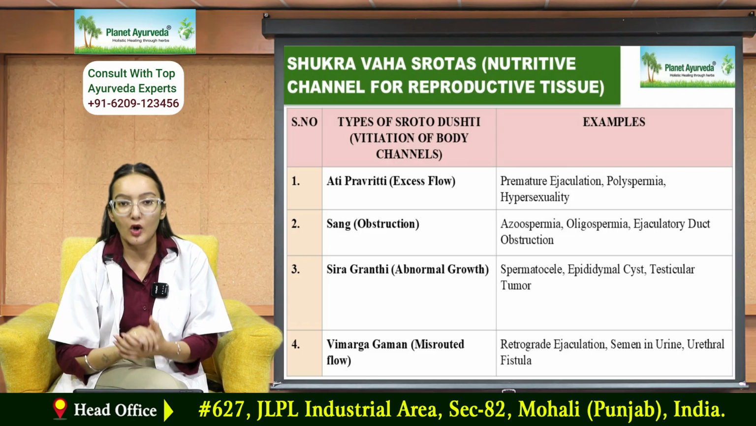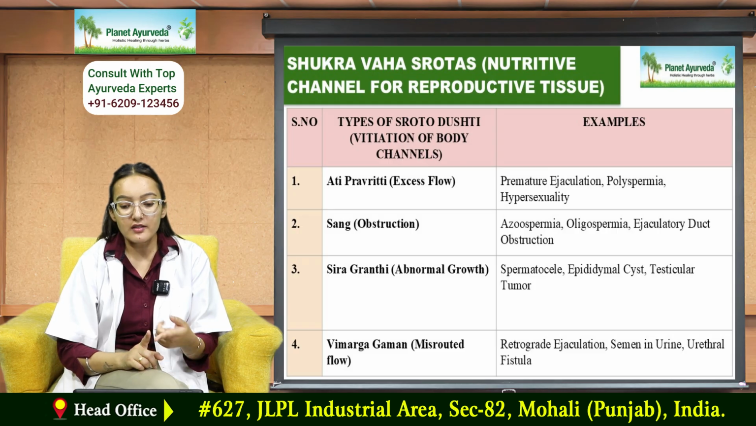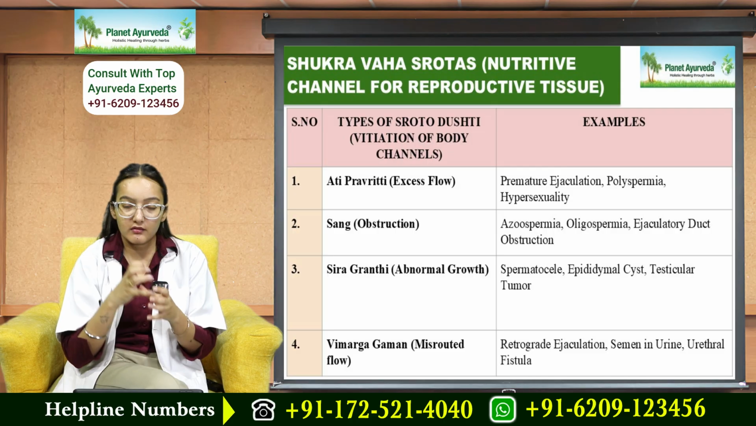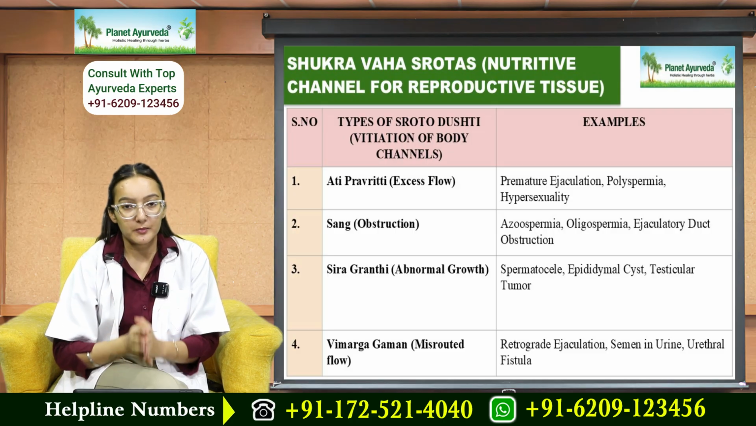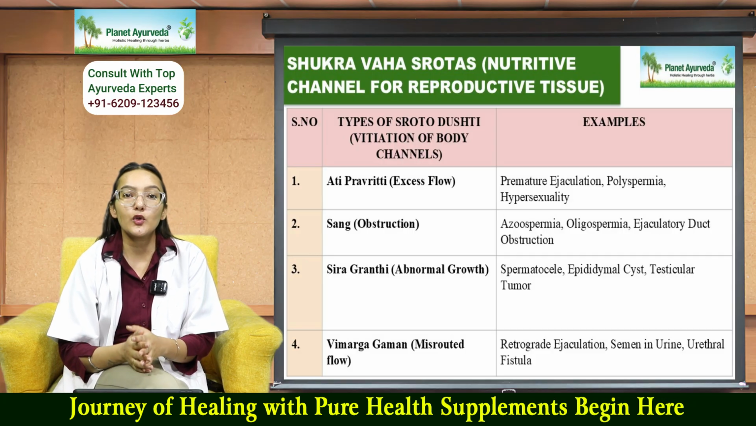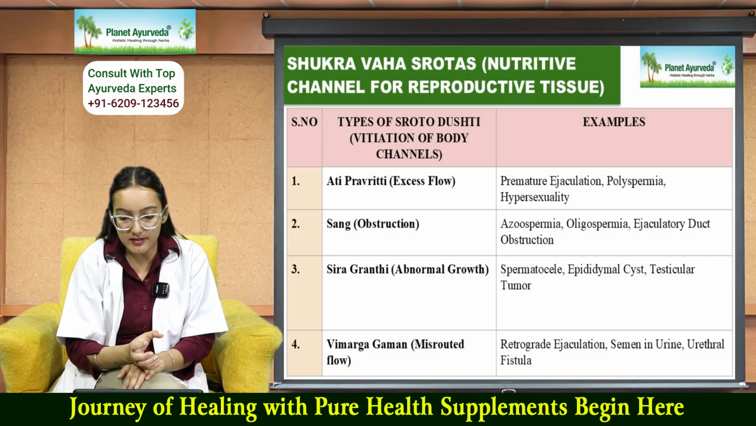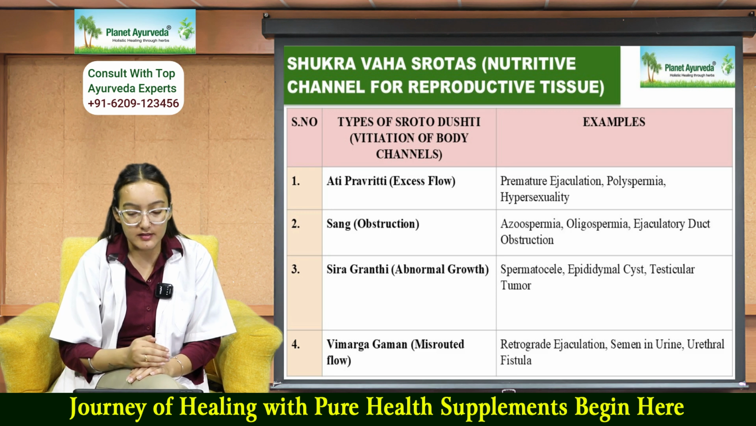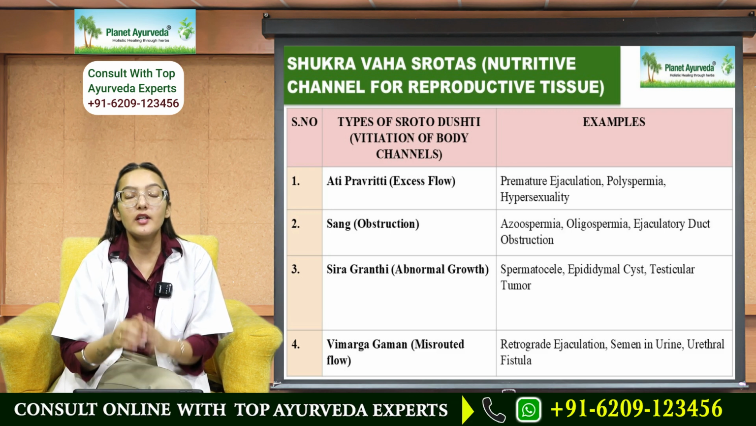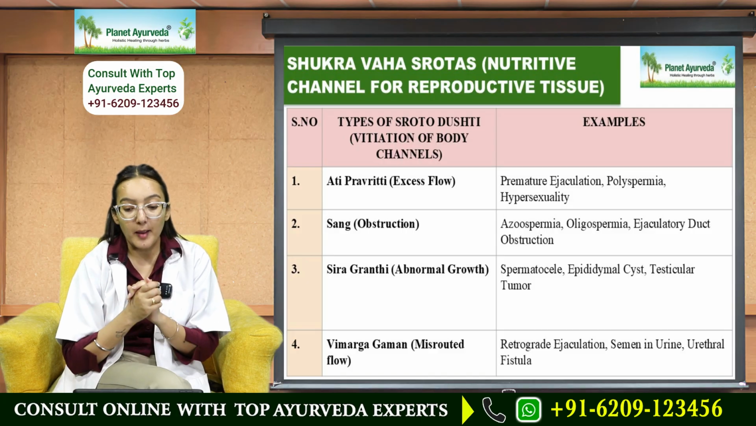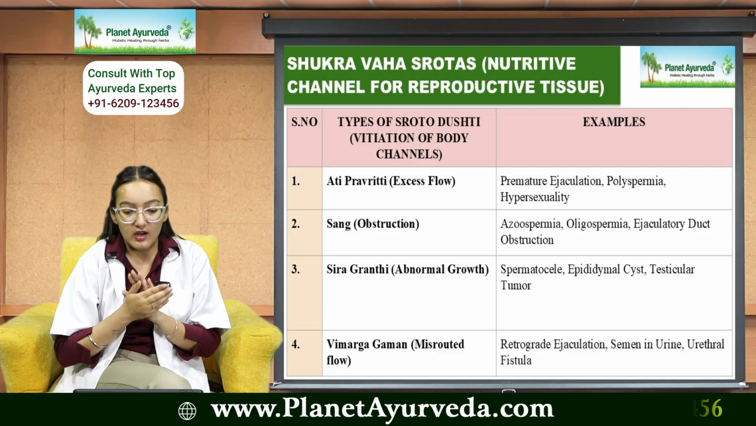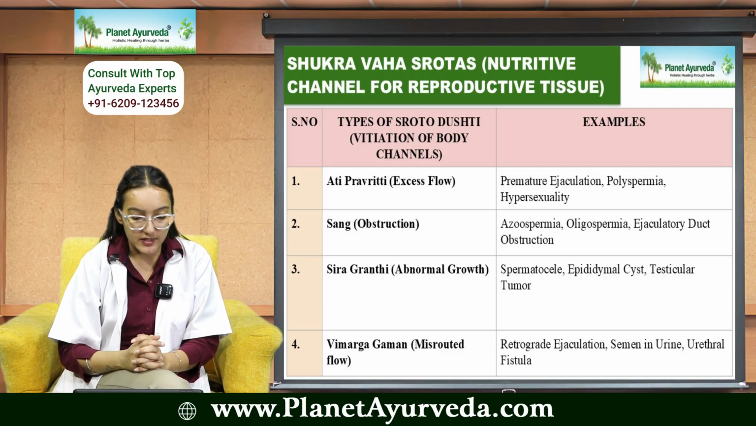Sira Granthi, or abnormal growths. Number one is spermatocele, which means a cyst that is filled with sperms. Then comes epididymal cyst and testicular tumor, a tumor in the testis. Epididymal cyst is a condition in which a fluid-filled sac forms in the epididymis. Epididymis is basically the lining of the testicles.